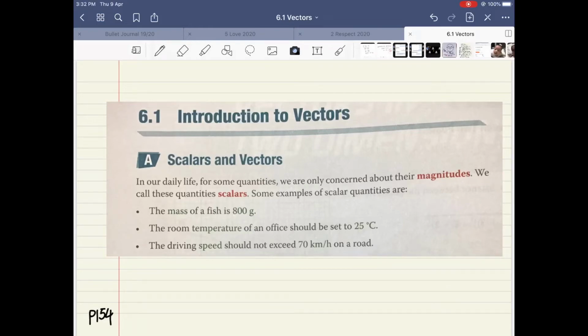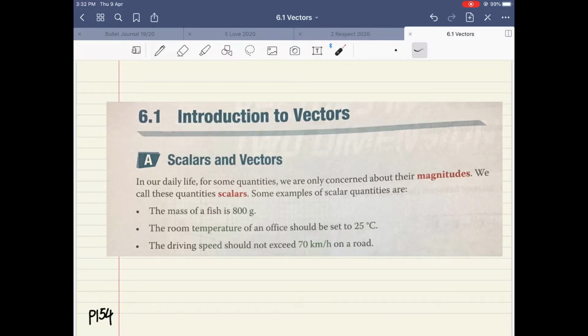Hello students, and today we're working on chapter 6.1 Introduction to Vectors from your Discovering Mathematics textbook. If you look downwards at the corner of the screen, I will provide the page number. So you might like to prepare your notebook and your textbook as well as we go through the material today. Today we are going to do Introduction to Vectors.